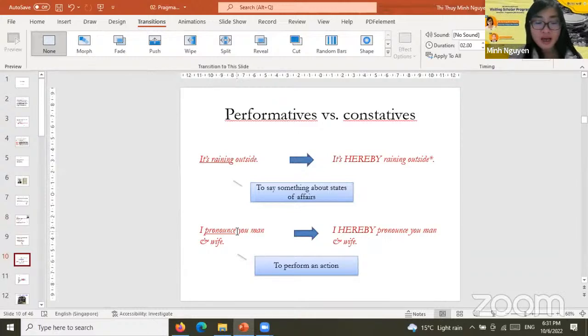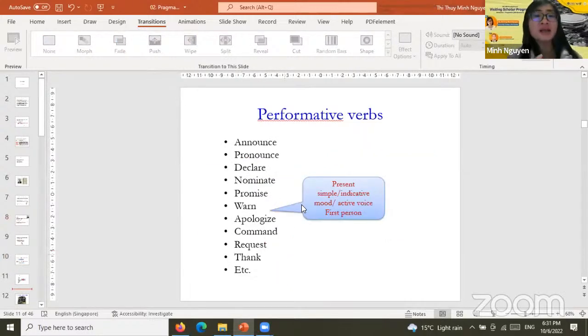They usually are in the present simple tense, indicative mood, active voice and first person. Those are performative verbs. So: I announce, I pronounce, I declare, I nominate, I promise, I warn, I apologize, I request, I command, I thank, for example.